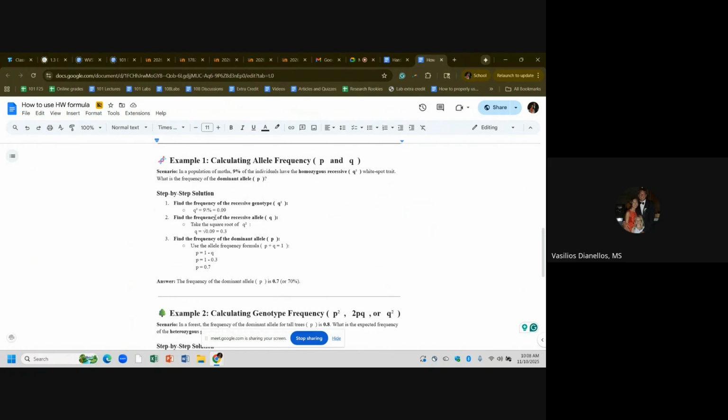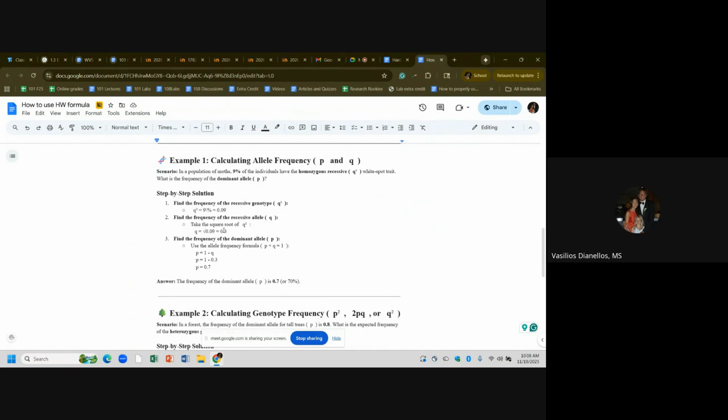So what we can do then to figure out what q is, again, just algebraically, is what you do to one side, you do to the other. So we're going to take the square root of q squared, or take the square root of 0.09. Obviously, the square root of q squared is q, and the square root of 0.09 is simply 0.3. All right, so now we know what q is. We have algebraically figured out what q is based on the fact that we know that 9% of the population was homozygous recessive. So we have q.